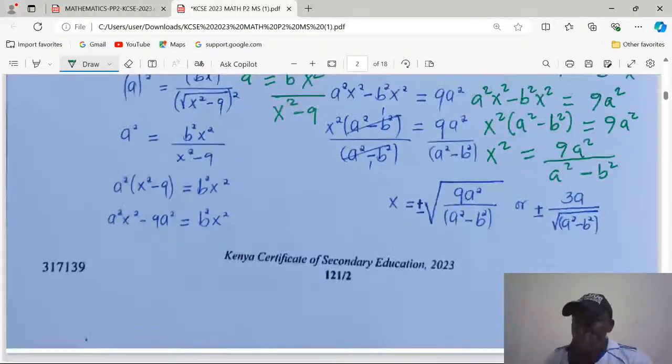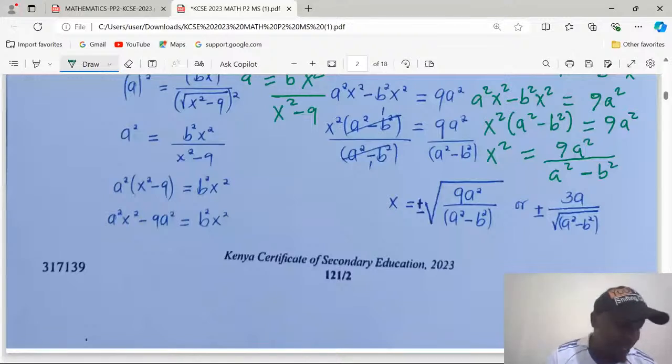So at that point, now we can take square root of both sides, so that we get now the exact value of x.